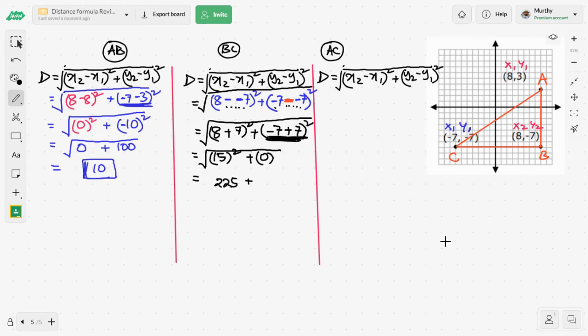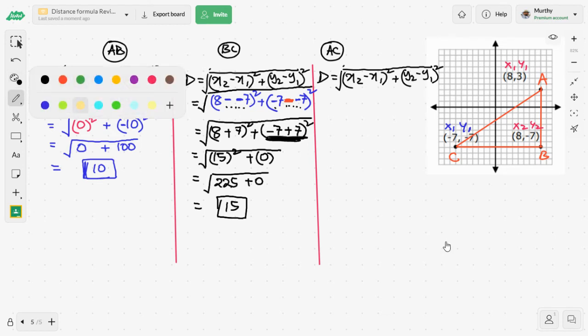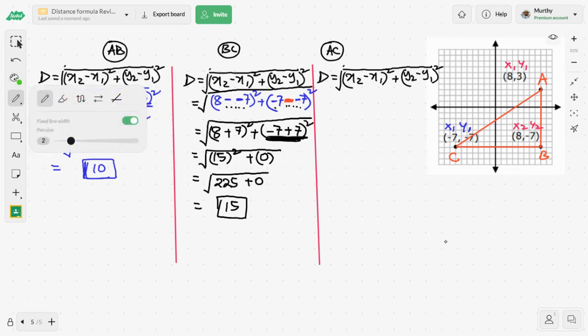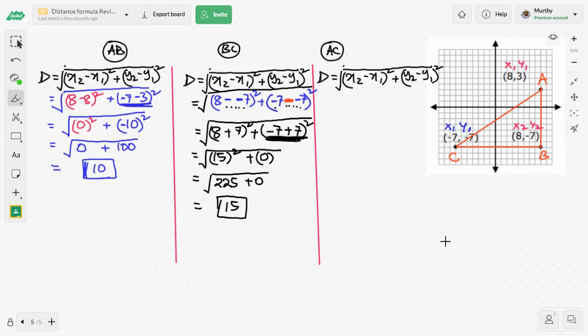Square root of 0, let it be 0. 225 plus 0 is 225, and the square root of 225 is 15. An important thing for you to remember is, in case you get a zero value in x2 minus x1 whole square or y2 minus y1 whole square, then it should be either a vertical line or a horizontal line.